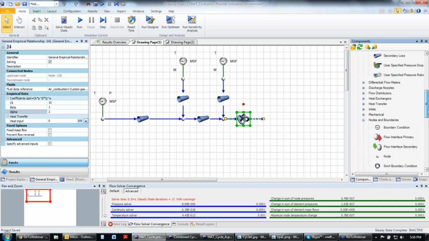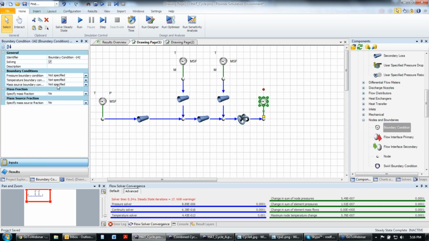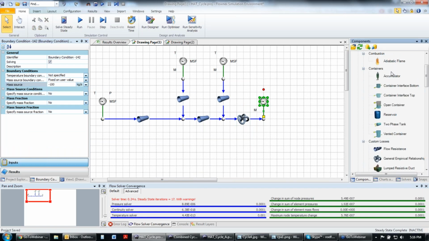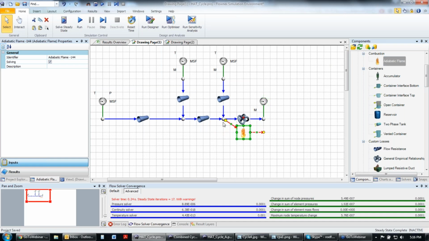Then I'll add another boundary value at the outlet, and I'll tell the whole system to have a flow of 100 kilograms per second. And then lastly, the combustion process. So I'll take my adiabatic flame, and this component is based on the NASA model for combustion. There are a lot of fuels incorporated, and it will calculate whatever we have in terms of temperatures and the combination of the oxygen and fuel ratio, and then it will calculate the flame temperature and also the products.